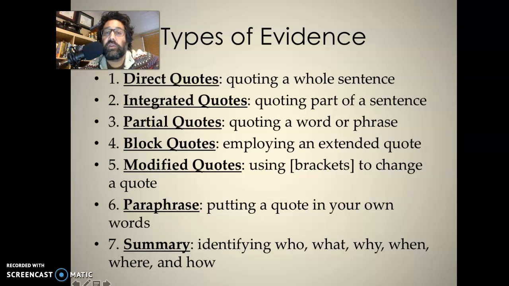But the key is you don't want to do any one of them too much. If there is any one of these that are better than the others, it's number 2. Professors do like to see integrated quotations because you're integrating quotations with your own ideas. That's very sophisticated. So we do like to see that. But in general, you like to see a variety of different types of evidence used.